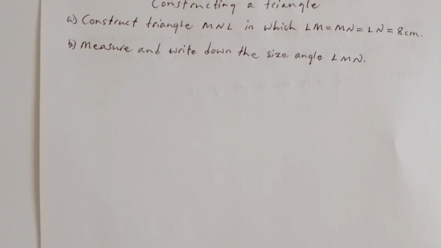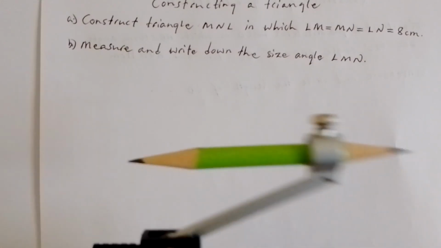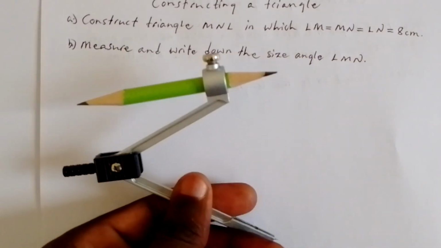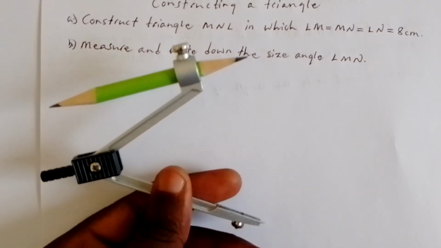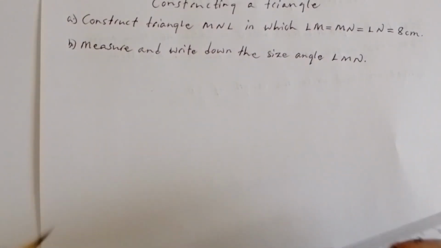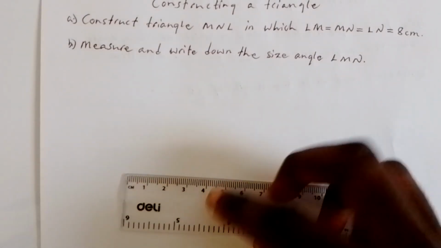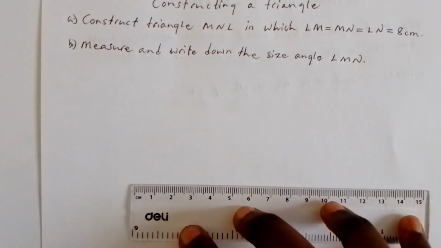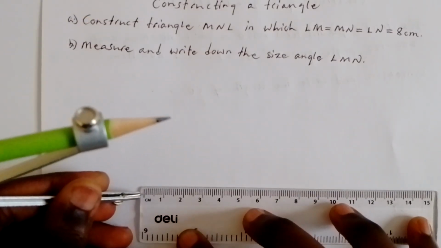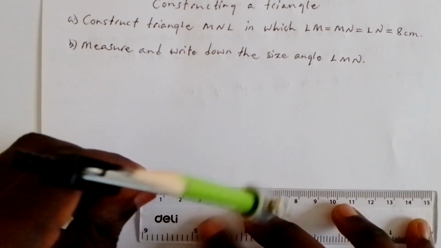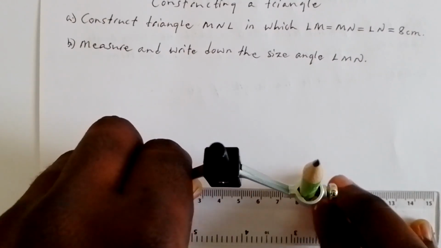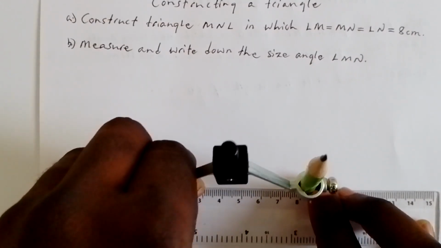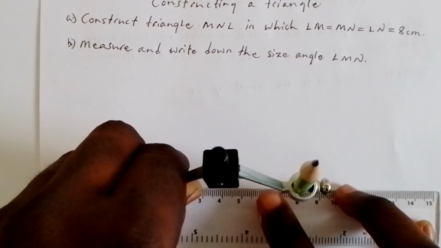Because that's the way it is. Okay, so what we are going to do is we are going to get our compass, which is this one, and open it to a radius that is 8 centimeters. So you get your ruler, you place it there. Okay, then you would have drilled some bit of a hole on your ruler, and then you open the radius to 8 centimeters.